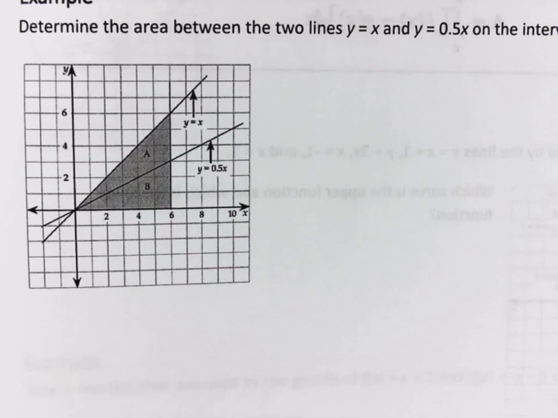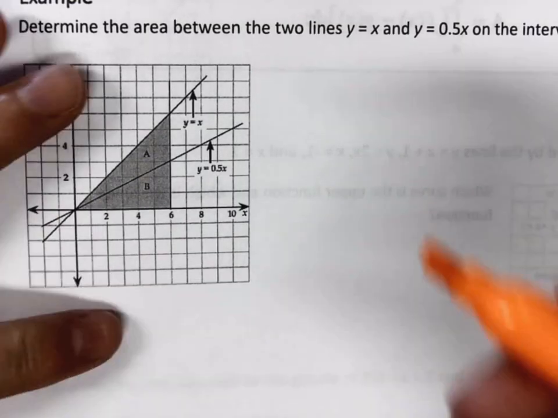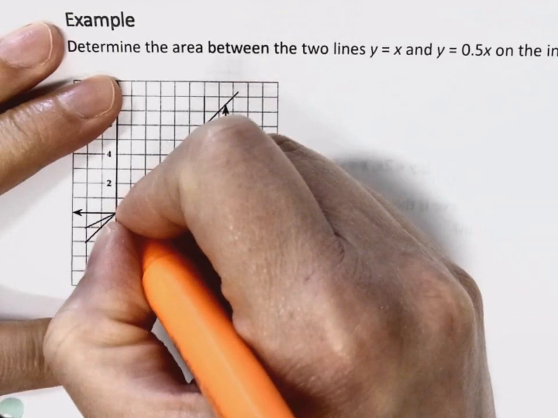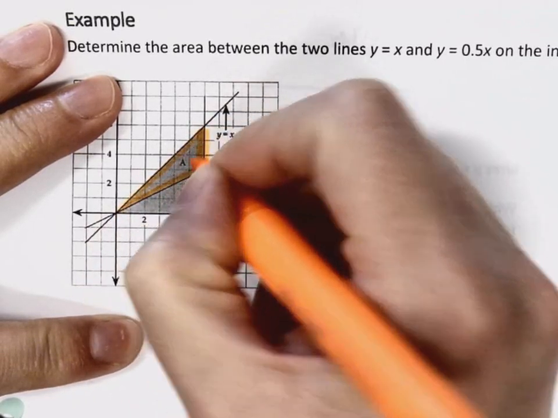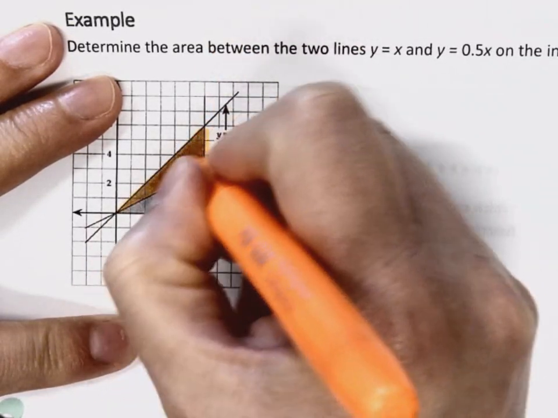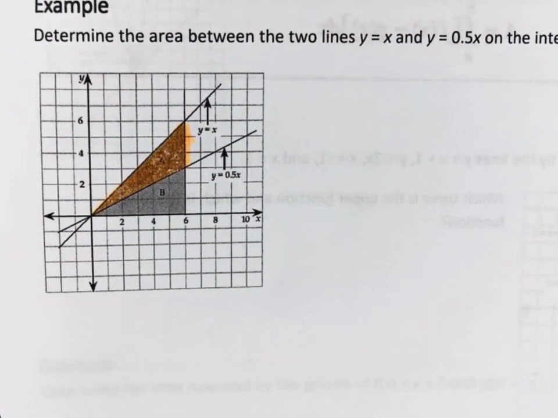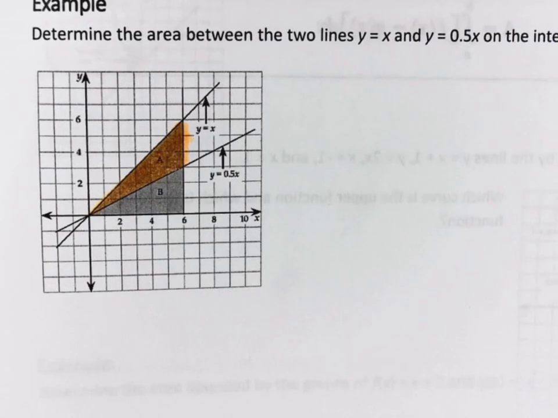Two lines: y equals x, so that's a nice straight line, and y equals 0.5x over the interval 0 to 6. So we still need the interval, and we have this beautiful diagram shown here. And the area that we're trying to find is this one. So we're trying to find that orange area. That's what we're trying to find.